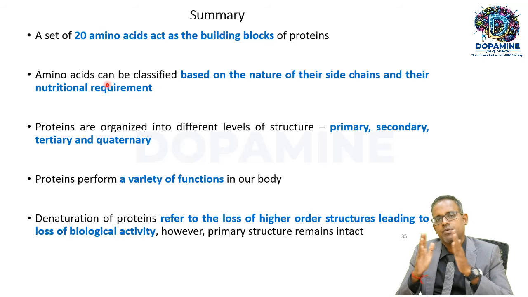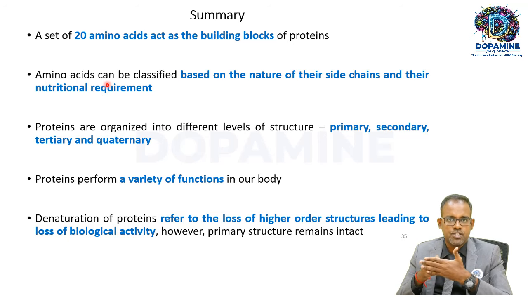Proteins perform various functions in your body. At last, we saw about denaturation. Denaturation is a process by which protein will lose its secondary structure, tertiary structure, and quaternary structure. Only the primary structure will be intact. And denaturation is not always a reversible process. When a protein gets denatured, the functional activity of that protein will be lost.